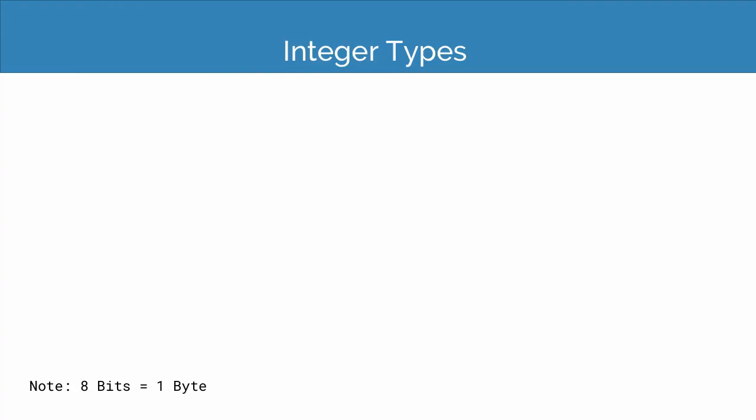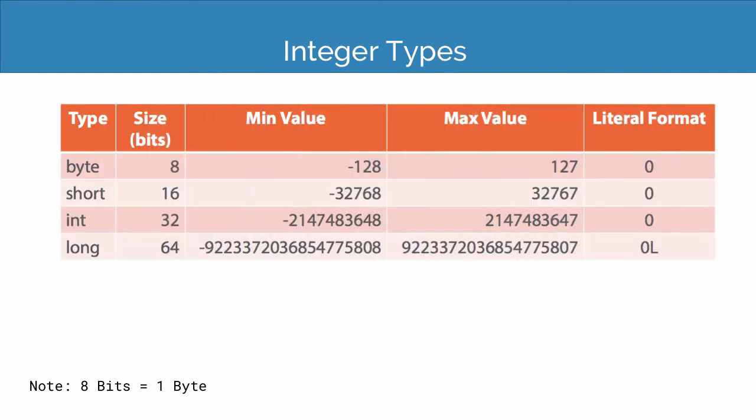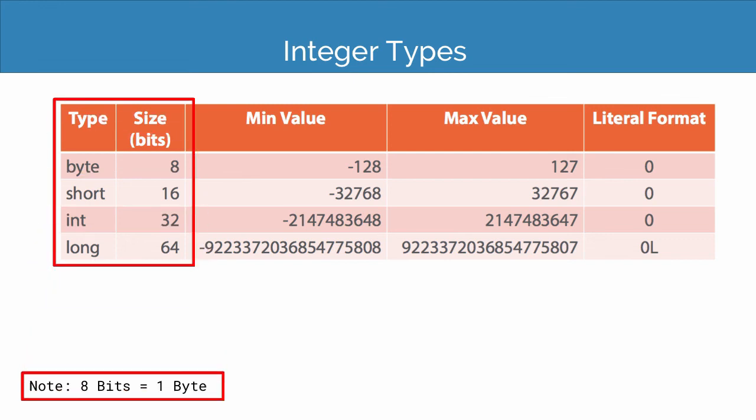Let us now summarize our topic of data types and variables in Java. So in this topic, we learned about various data types, among which the first is the integer types. In case of integer types, we checked out the byte, short, int, and also the long. Now these are the sizes of these data types in bits. Make a note, 8 bits equal to 1 byte. So here I have simply represented the size of the data type with the help of bits.